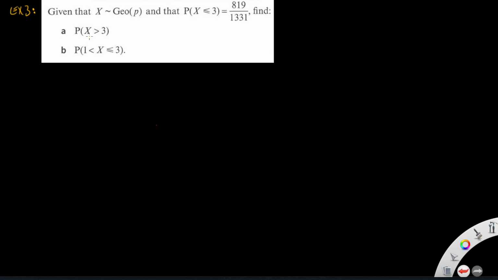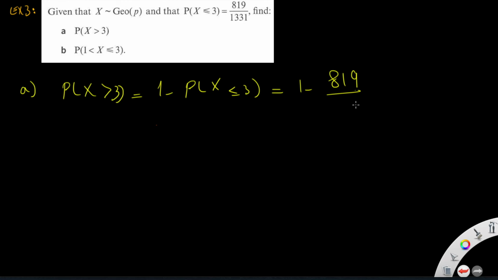Example 3, given that x has geometric distribution with parameter p and probability of x less or equal to 3 is 819 over 1331. Part A, find probability of x greater than 3. So it's clear that probability of x greater than 3 is 1 minus probability of x less or equal to 3. So 1 minus 819 over 1331 gives you 512 over 1331.